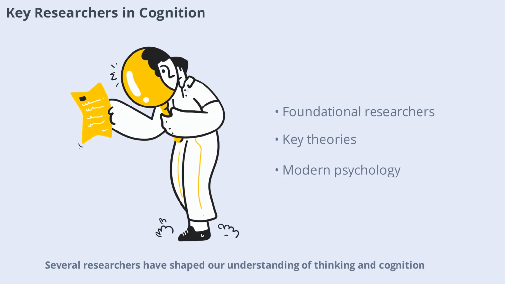Guilford distinguished convergent and divergent thinking. Rosch developed prototype theory. Newell and Simon introduced means-end analysis. Duncker explored functional fixedness. Luchins studied mental set. Tversky and Kahneman investigated heuristics and biases. Flavell created the metacognition framework. Wallas described the 4 stages of creative thinking. Their contributions form the foundation of modern cognitive psychology.